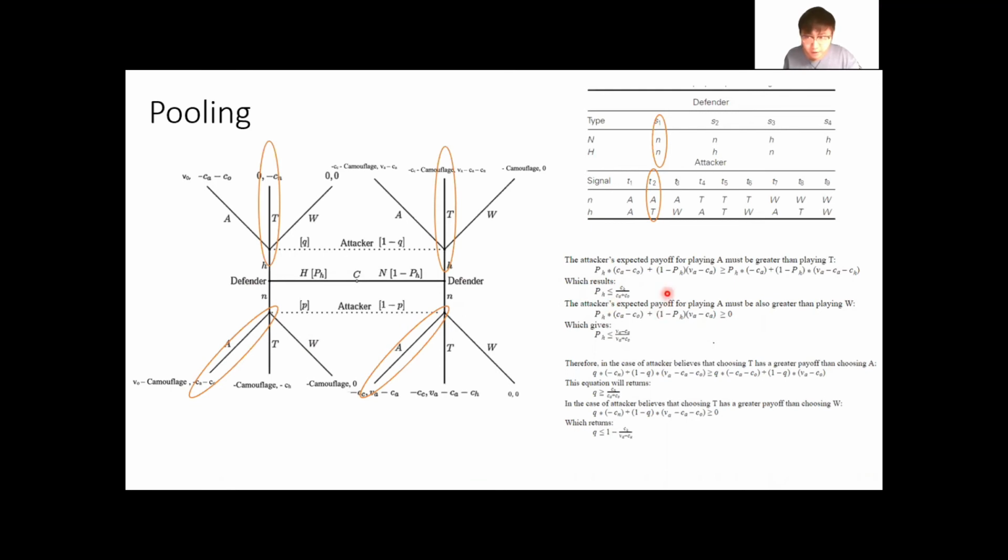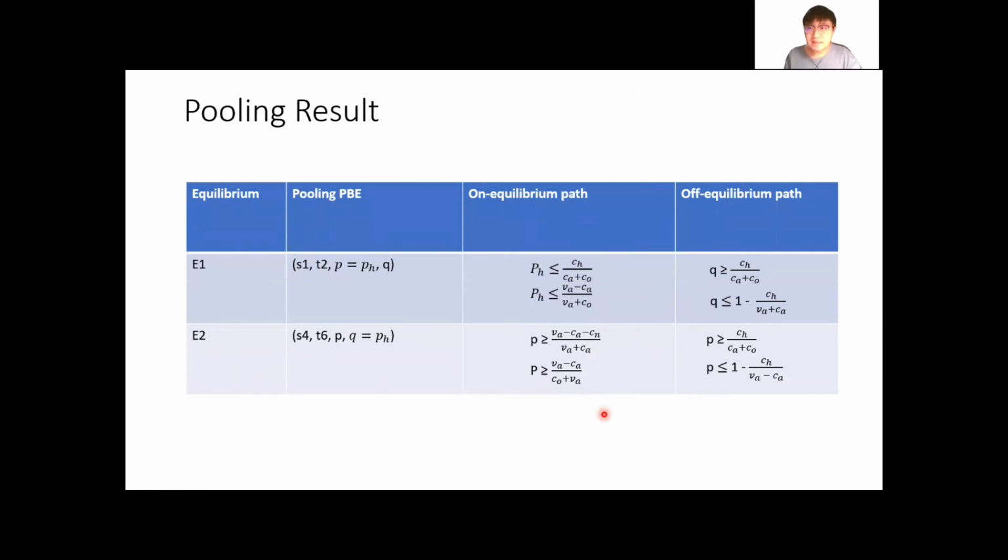And secondly, what we need to consider is when the defender is playing off equilibrium path strategies, where she is spontaneously sending H to the attackers, and the attacker is responding with NT. We need to show that T can also maximize the attacker's utility. And this is precisely what those equations are doing here. As you can see, it will yield a constraint on the prior beliefs of the attackers, which is Q. And a similar process can be done when the defender is choosing S4 as her strategy. And you will get a similar result as shown in this chart.